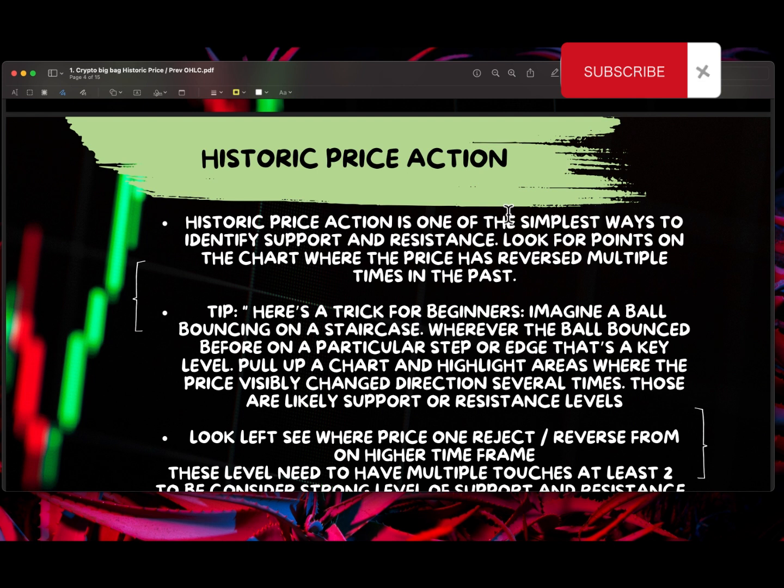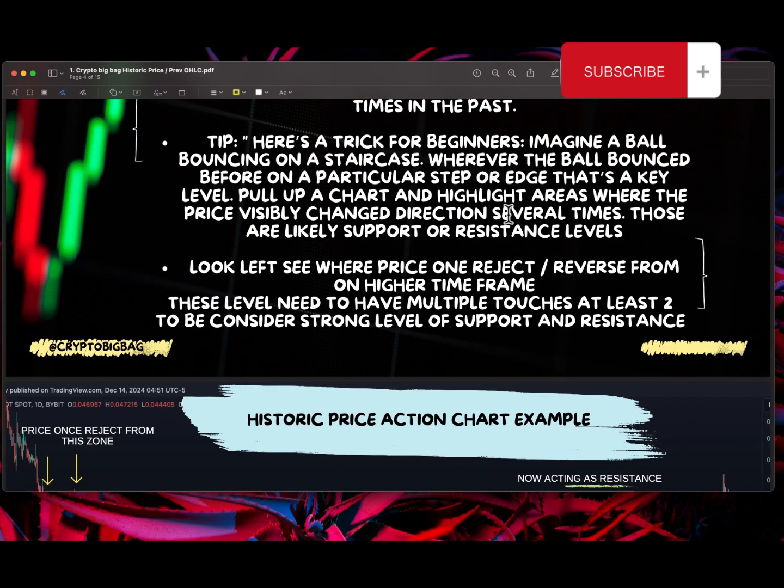and analyze areas where there is a visible change of direction several times. Those areas are likely support and resistance. Look left, see where price once reversed from on a higher time frame. The level needs to have multiple touches, at least two, to be considered a strong level of support and resistance.